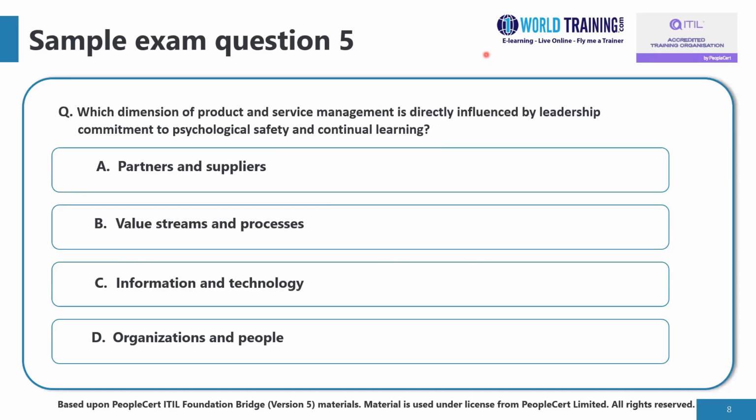The INT dimension is more about the data, information, and technologies that are used in digital products and services, but also those that are used as part of the organization's product and service management systems as well. So D would be correct because the organization and people dimension is concerned with establishing a culture of trust.